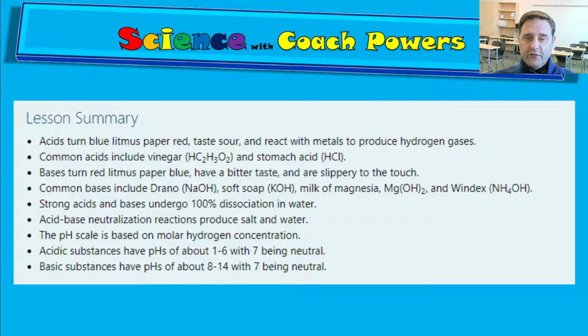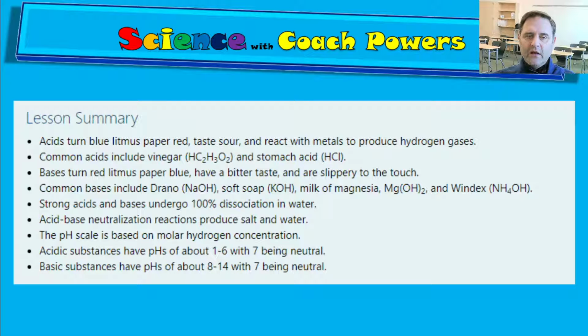Common acids include vinegar, which is HC2H3O2, and stomach acid, HCl. If you're still struggling with subscripts, that's HC sub 2, so there's 2 carbons, 3 hydrogens, and 2 oxygens. All right, so common acids: vinegar and stomach acid. Of course, which one do you think would be more acidic? You would definitely think that the stomach acid would be, instead of the vinegar, because you can pour vinegar on your hands and it's not going to hurt. And we need to break down some very complex things.